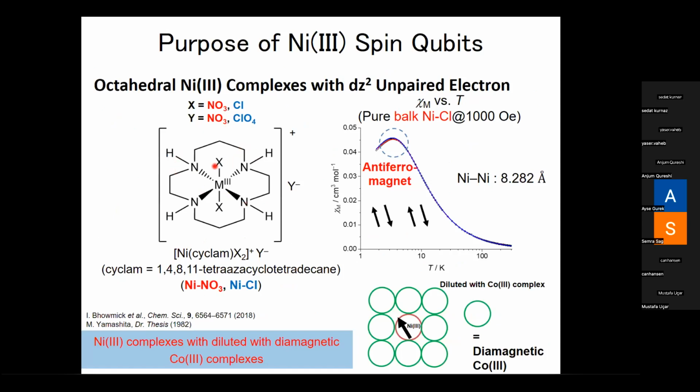So the actual ligand is the NO3 and the counter ion NO3. This is abbreviated nickel NO3. And the actual ligand is chloride and the counter ion perchlorate. This is abbreviated nickel chloride. So then bulk nickel chloride shows an antiferromagnetic interaction. Then we diluted it in the cobalt complex, the cobalt-3 complex. Cobalt-3 is diamagnetic. So nickel-3 is diluted, and we detect one nickel-3 ion.